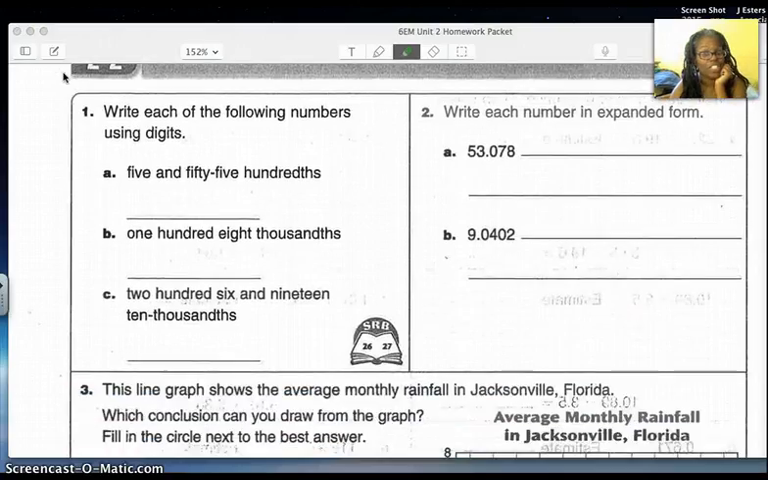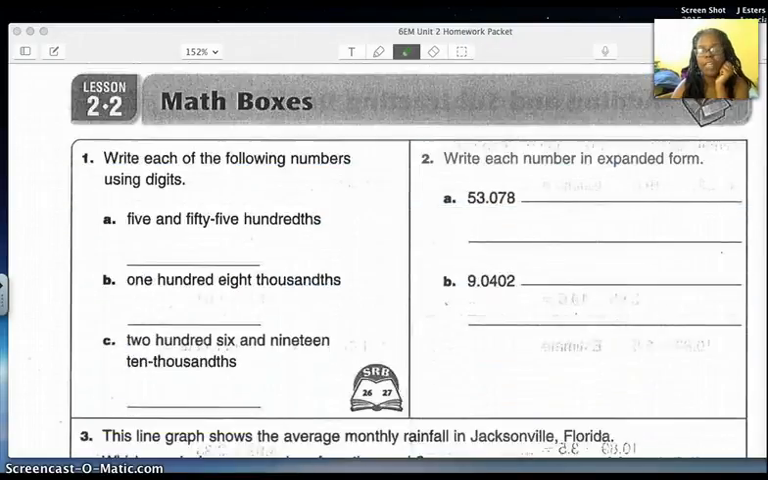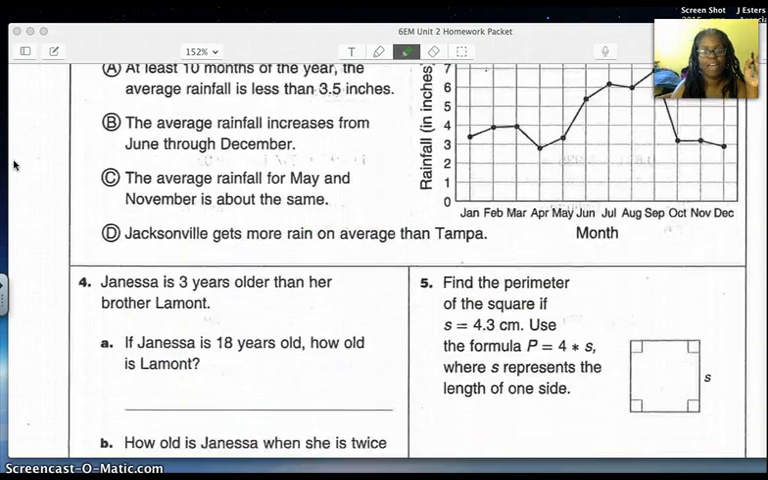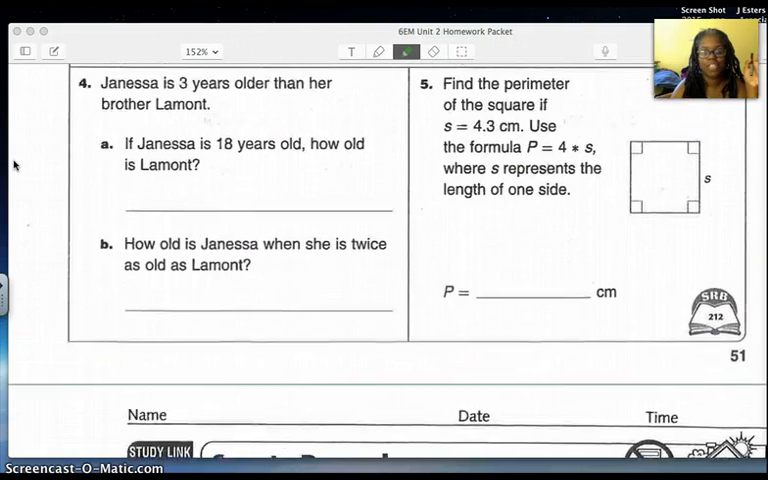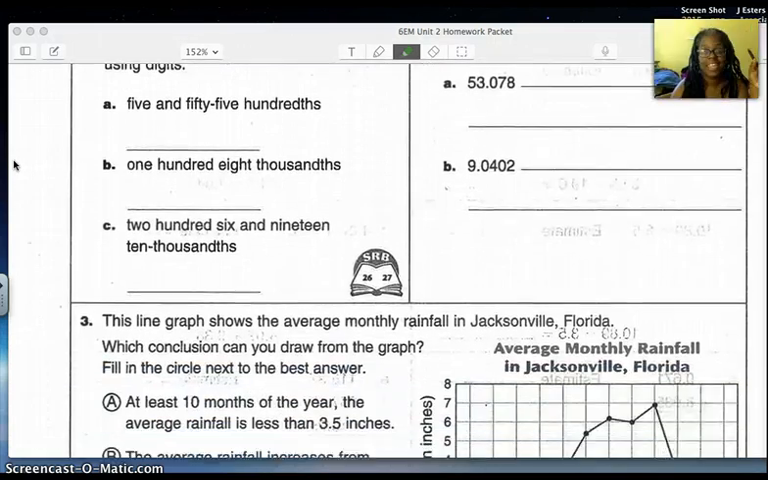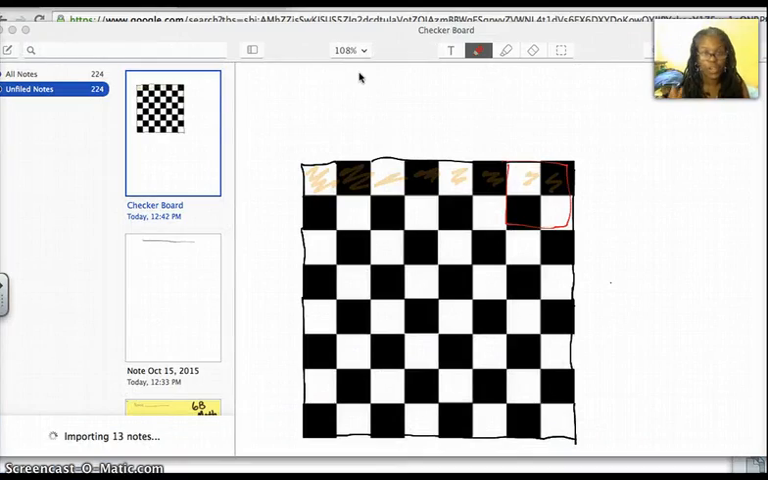So you're in good shape if you did all of the pages in your homework packet up to the Math Boxes lesson 2-2. So I want you to make sure you get Math Boxes lesson 2-2 done. That's on page 51, and you can stop there if you have done that. So if you've done all of that and you're good to go, everything up to lesson 2-2 Math Boxes, you're good in your homework packet. Get it done.